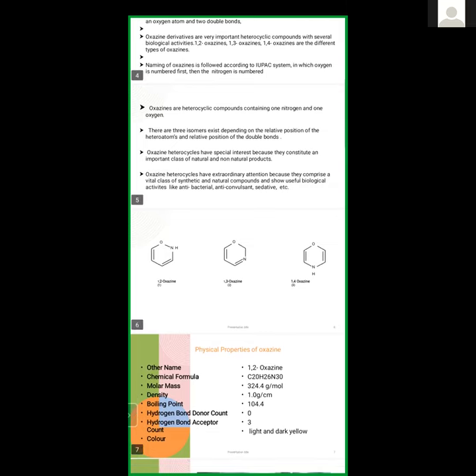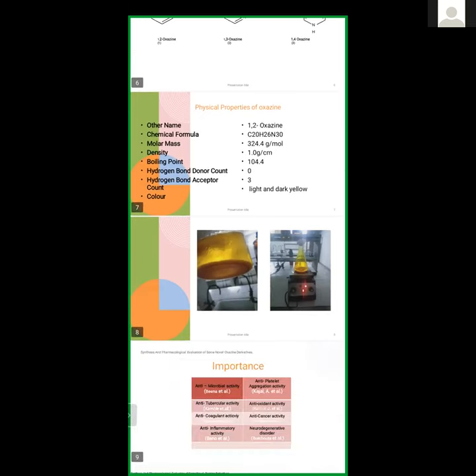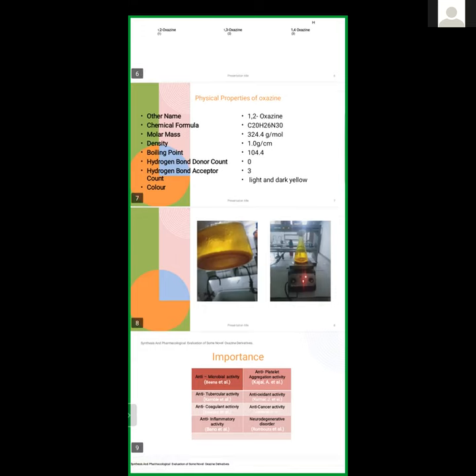Then, these are the structures of oxazine: 1,2-oxazine, 1,3-oxazine, and 1,4-oxazine. Now, the physical properties of oxazine, also named 1,2-oxazine, include the chemical formula and molecular mass. Density is 1, boiling point is 104, hydrogen bond donor count is 0, hydrogen bond acceptor count is 3, and the color is light to dark yellow.